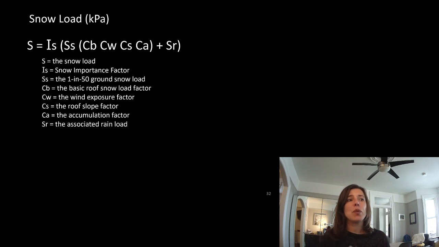So let's talk about our first climatic data load case, and that's snow. Snow is the one people can get their head around the easiest. So S, I said earlier, is snow load. Sometimes you might see me write SL because I'm saying snow load. IS is the snow importance factor. And remember, we're going to have SLS and ULS snow importance factors. SS, CB, CW, CS, CA, and SR are things I'm going to explain to you. So let's start looking at what those are.